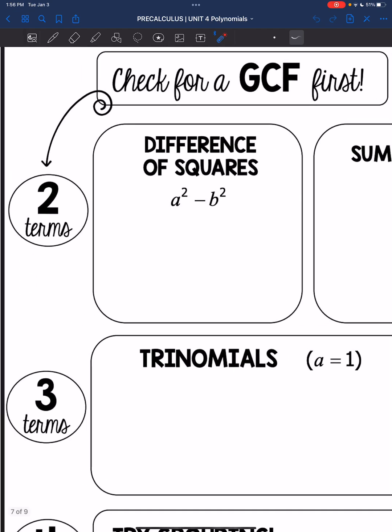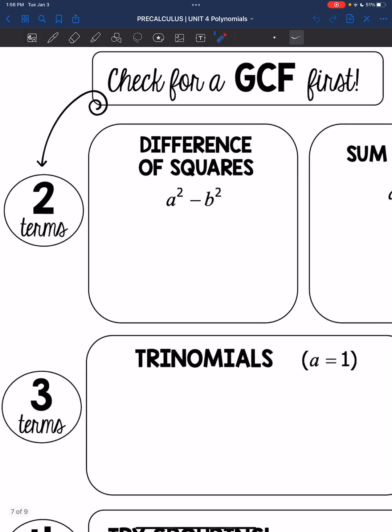So let's go ahead and get started going through this guide by looking at this first area where we are looking at a polynomial with just two terms. Now, what do we call a polynomial with just two terms, y'all? That is a binomial. So you'll notice here that we've got a little binomial, right? We've got this a squared minus b squared. If something is in that form, it is called a difference of squares because you're subtracting.